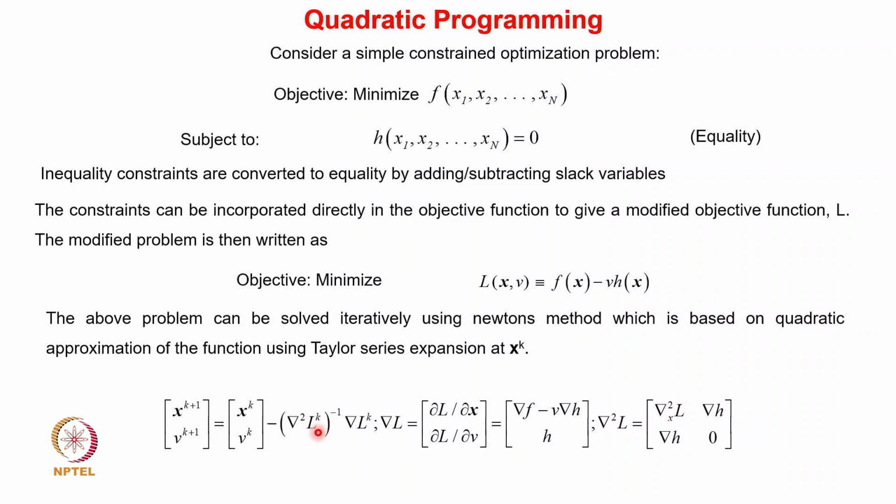So the same concept of Newton's method is extended in sequential quadratic programming. Here you can see that we can do this calculation sequentially for several iterations till we get the optimum solution.